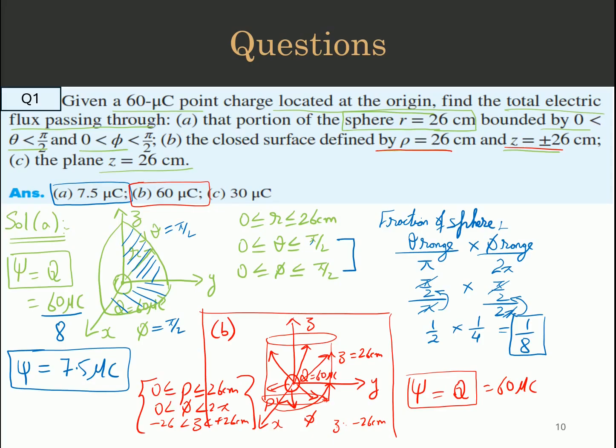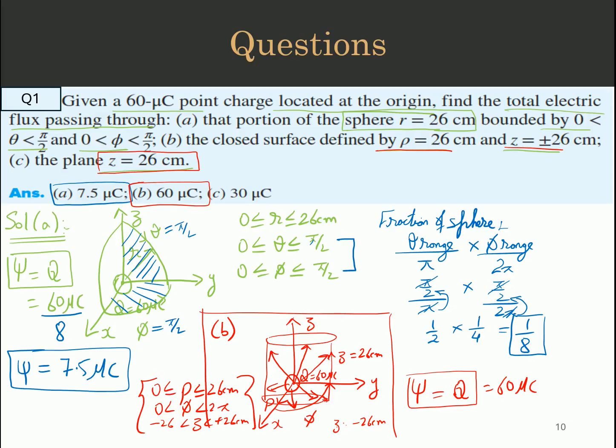Finally, in the third part, we have to see if the plane is at z equals 26 centimeter. So for the third part, let us draw the coordinate systems. This is now a rectangular coordinate system. This is z, this is y, this is x. Our charge is at the origin, so q is equal to 60 microcoulomb.